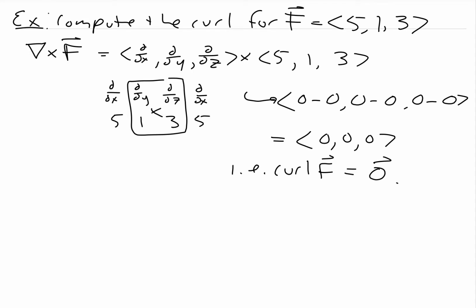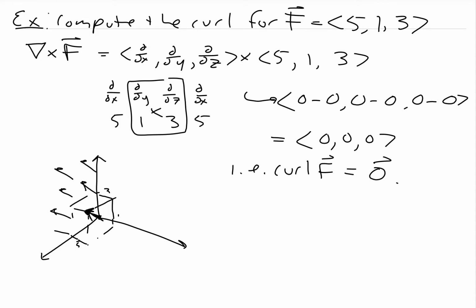Now, I told you guys that curl is supposed to measure the tendency of a vector field to rotate or spin about a point. Hopefully this should make sense if we think about it. What does my vector field look like? If I go out 5 units, 1 unit, and then 3 units, we could roughly sketch my reference box here just to tell me where this point is. So here is my vector from the origin to 5, 1, 3.